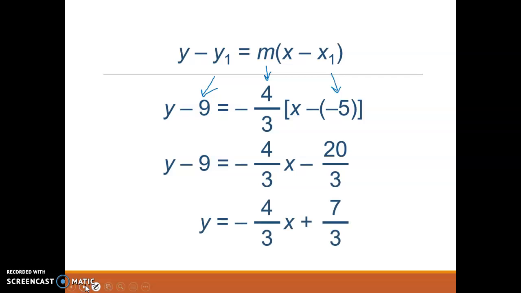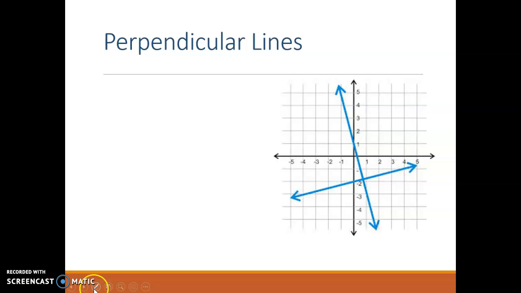Let's get that y all on the side by itself, so we add 9 to both sides there. Remember to have a common denominator before you add or subtract fractions, and there is our equation of a parallel line passing through that point.